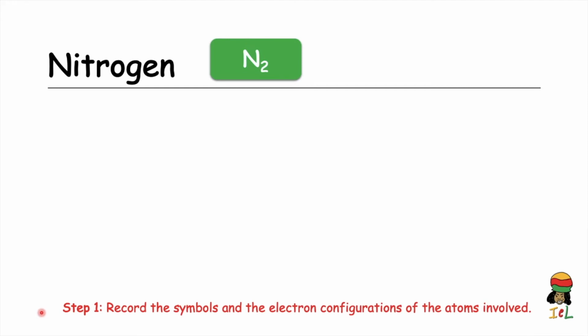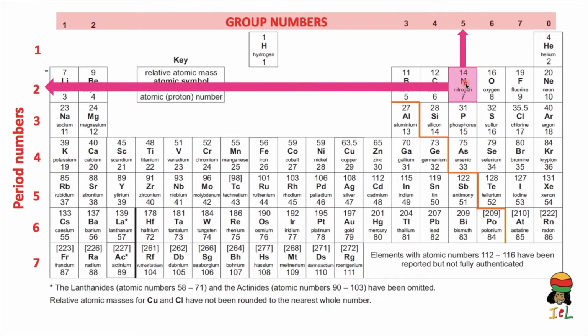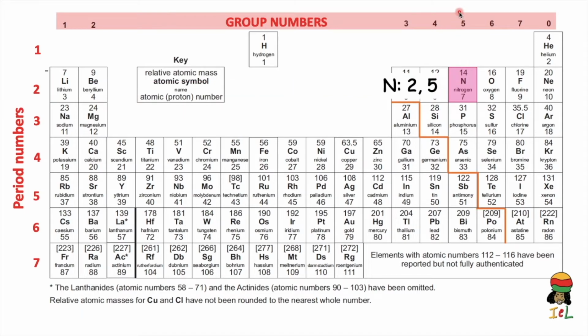For step 1, we will use the periodic table to get the symbol and electron configuration for each nitrogen atom. Nitrogen, symbol N, is found in period 2, which means that nitrogen has two shells. The first shell would have its maximum of 2 electrons on it, and the second shell, which is also the last shell, will contain 5 electrons because nitrogen is in group 5. As a result, the electron configuration for nitrogen is 2, 5.